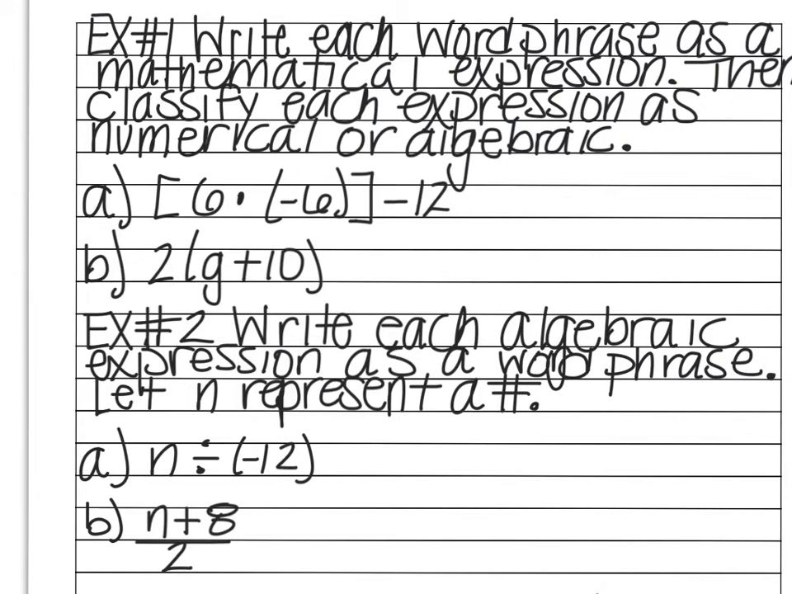Here we have example number 1. It says, write each phrase as a mathematical expression, then classify each expression as numerical or algebraic. So I'm going to underline those, numerical or algebraic. So numerical means that it's only going to use numbers and symbols. Algebraic means that it might have a variable in there, or it will have a variable in there. So here, when we look at the first one, we only have numbers and symbols. So we know that this is going to be numerical.